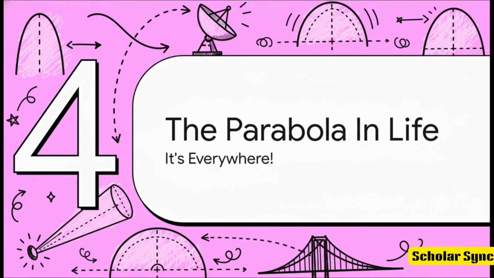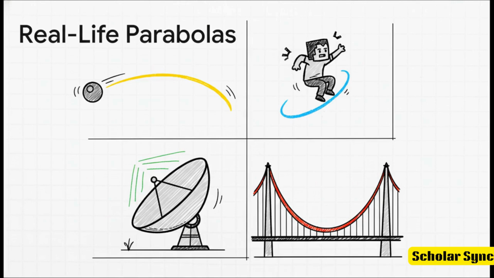Remember what I said at the very beginning? Now we're going to see how this shape actually rules the world around us. Think about it. You throw a ball to your friend, the path it flies in, that's a parabola. The way your character jumps in a video game to make it feel real, that's a parabola. Those huge satellite dishes that beam signals all over the world, yep, they're shaped like parabolas to focus those signals. Even the giant arches holding up massive bridges use this shape for incredible strength.